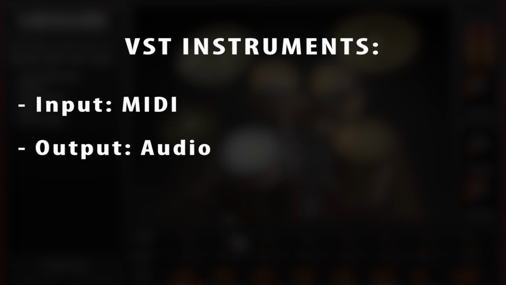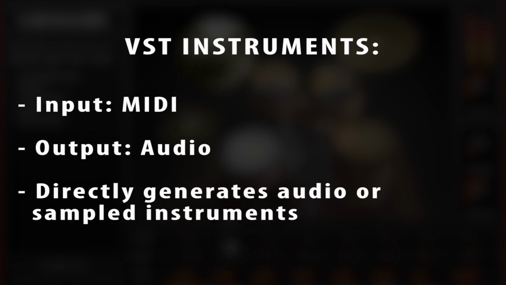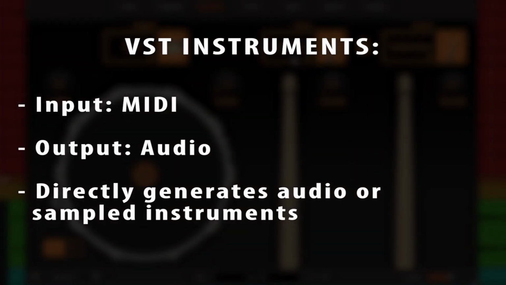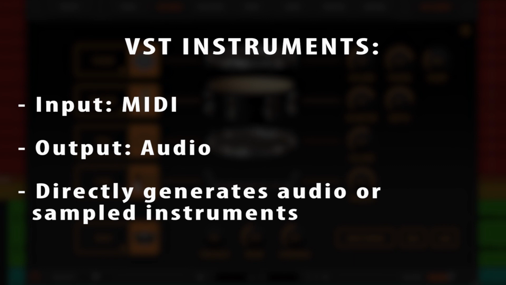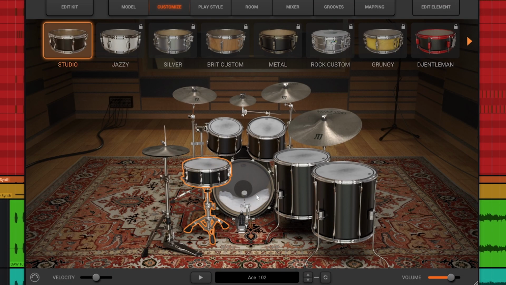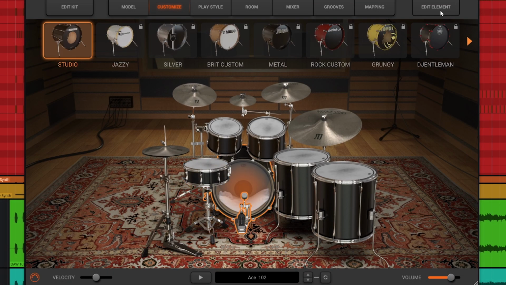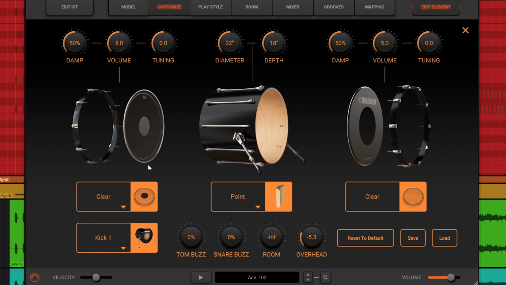VST instruments have a few ways of doing this, and it's basically either directly generating the audio from different wave generators and signal paths that modulate each other to create different synthesizer sounds, or with sampled instruments that can be recorded and manipulated. The options for VST instruments available today are pretty much limitless.